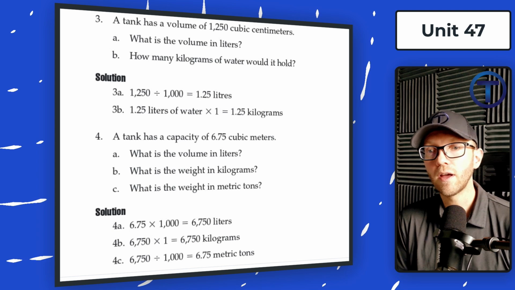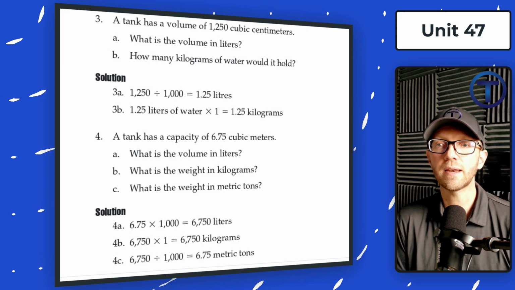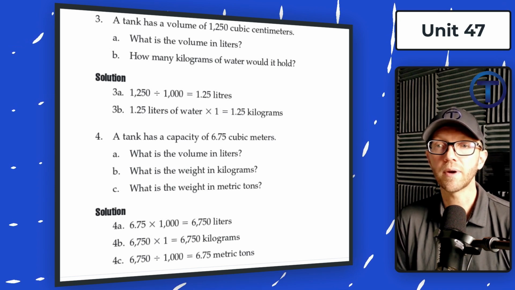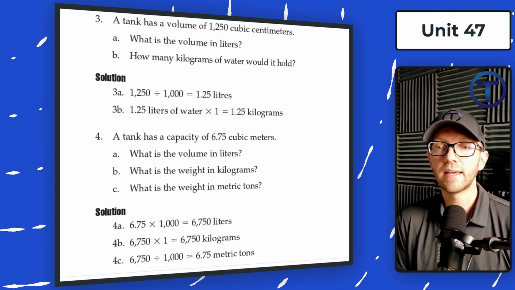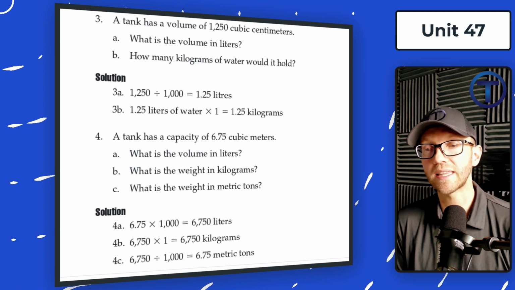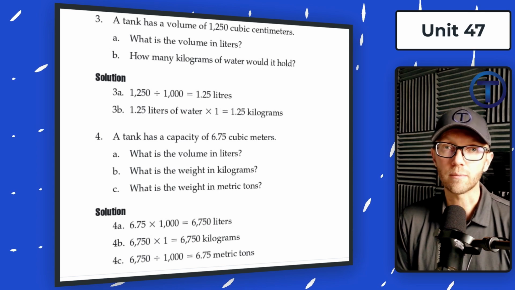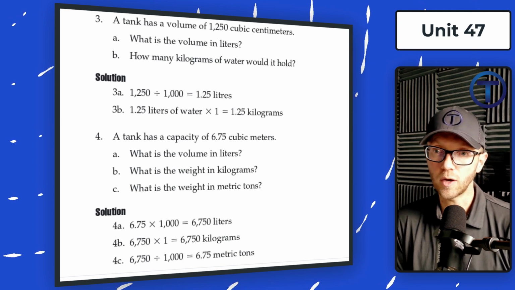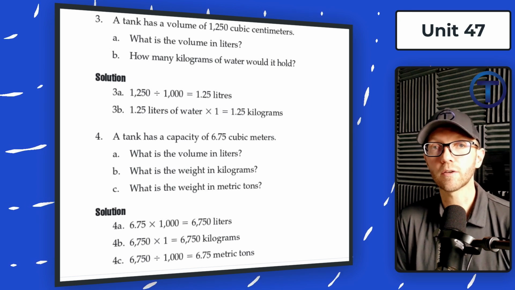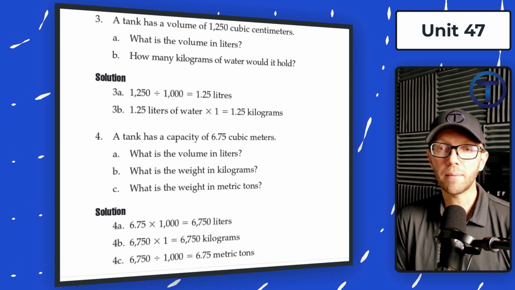If I have 1,250 cubic centimeters, I can simply divide by 1,000 to get to liters. That gives me 1.25 liters. If I have 1.25 liters and I want to know how many kilograms that weighs, well, each liter weighs 1 kilogram, a liter of water, that is. So we just multiply by 1 and we get 1.25 kilograms. Fantastic.